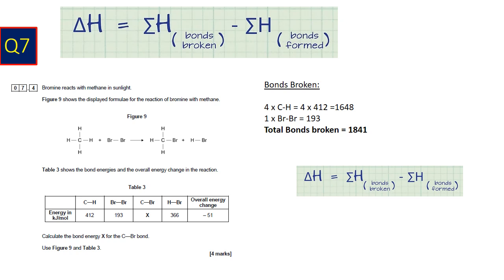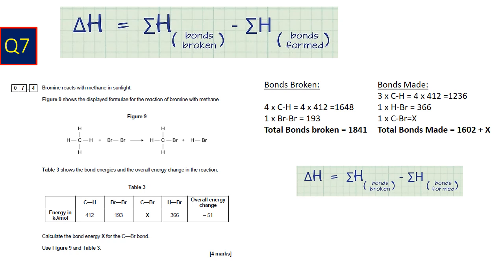Then what we presume is that every single bond is made. So we have 3 carbon-hydrogen bonds, 1 hydrogen-bromine bond, and then we have our mystery bond, the 1 carbon-bromine bond. So here the total amount of energy required to make the bonds is 1602 plus our mystery number x, which is what we're trying to work out.